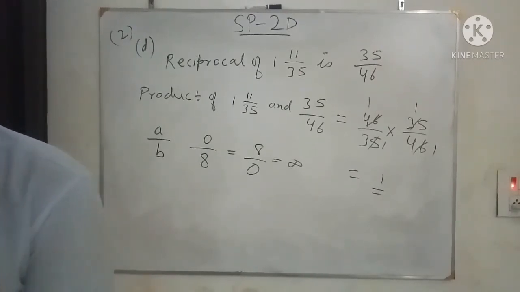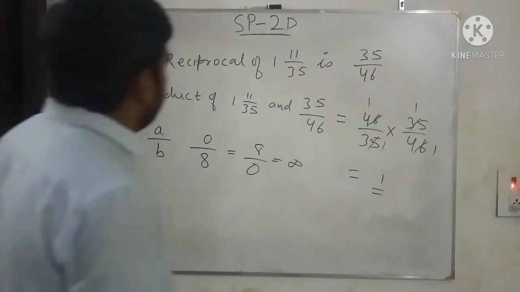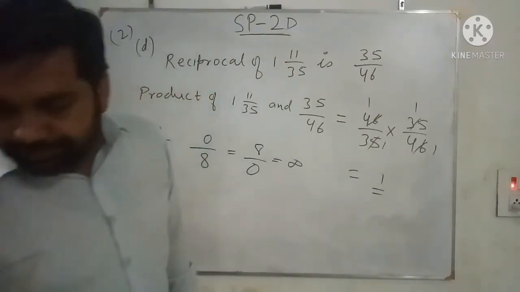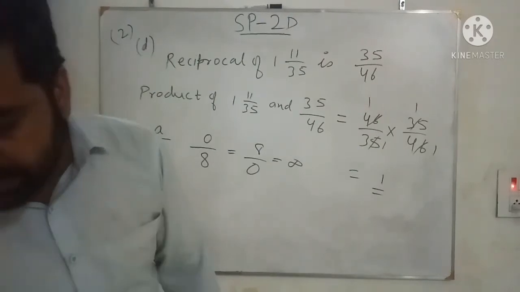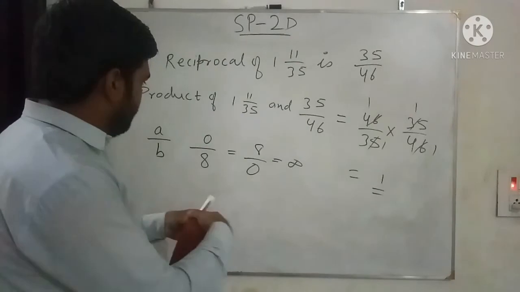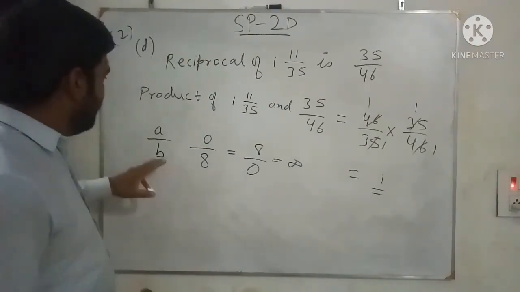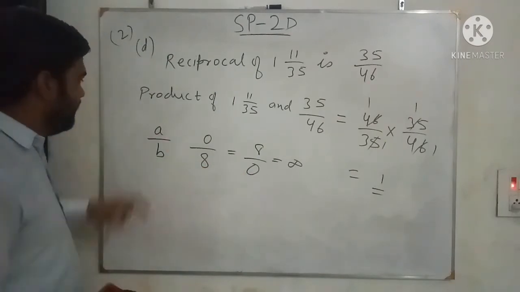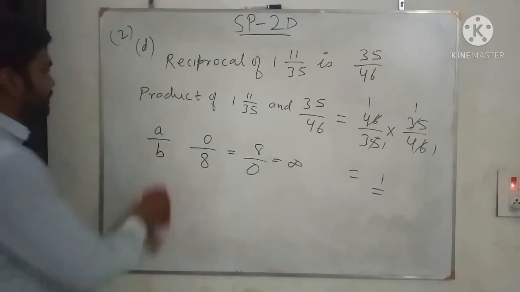Now we move to the next exercise, self practice 2E. Division by 0 of any number is not defined. That's why, for the reciprocal of a fraction, A and B should not be 0.